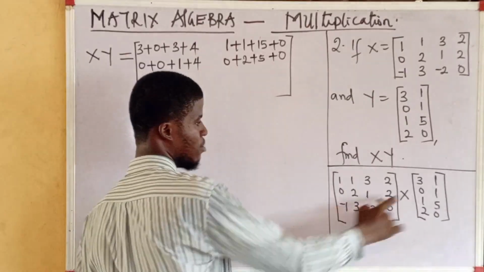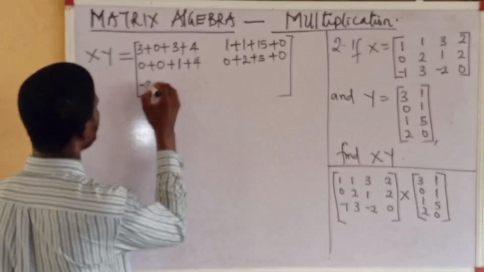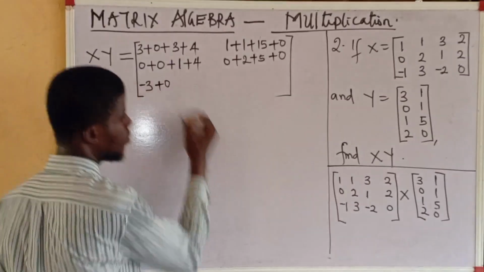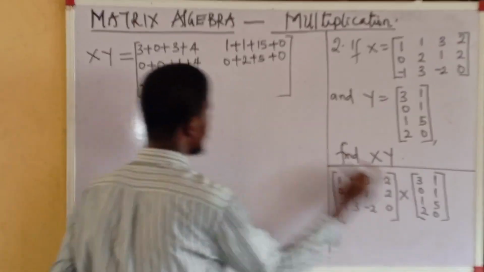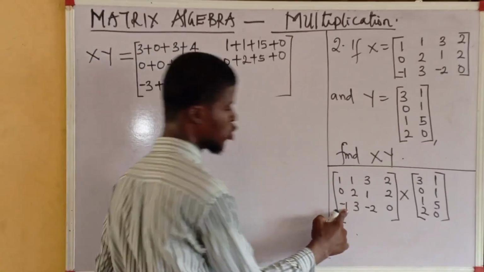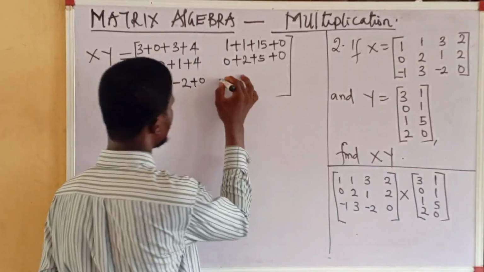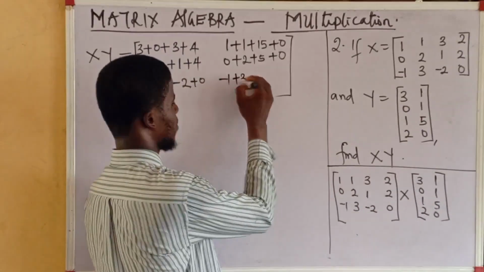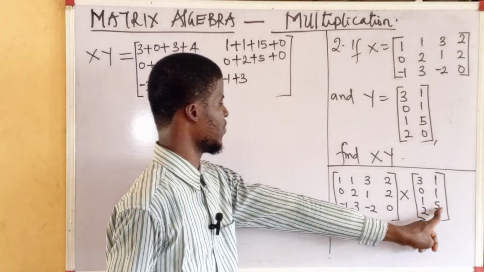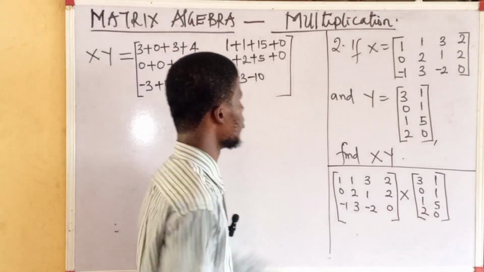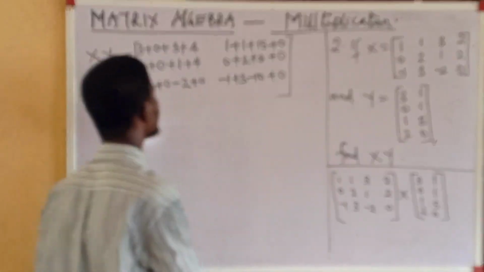Minus 1 times 3, minus 3. 3 times 0, 0. Minus 2 times 1, minus 2. 0 times 2, 0. Minus 1 times 1, minus 1. 3 times 1, 3. Minus 2 times 5, that's minus 10. And 0 times 0, 0.